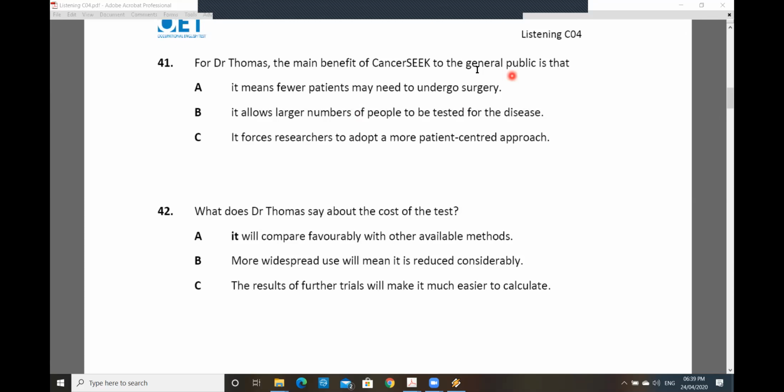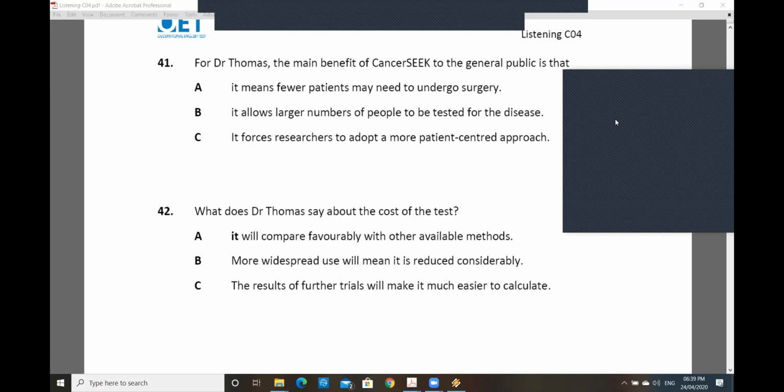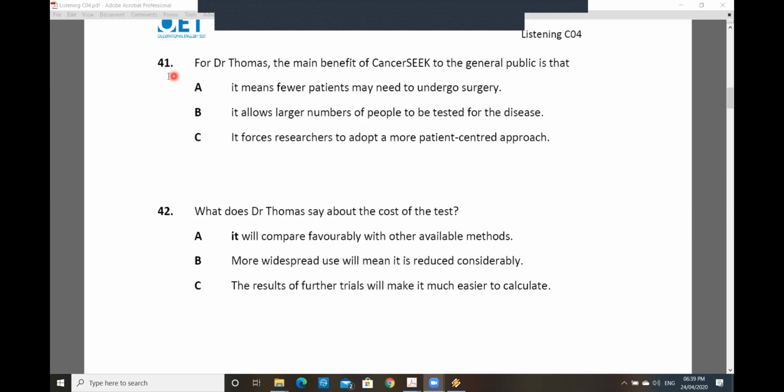Okay. The main benefit of cancer treatment. What is going to be the main benefit? So I can see Praful here. Can you explain, Praful, what answer have you selected for 41? Ma'am, A. A, okay. Can you tell us why? I can't, ma'am. You don't remember?